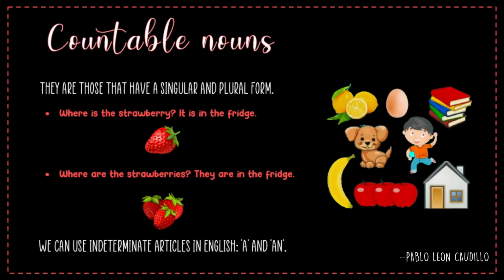Countable nouns. These are those that have a singular and plural form. For example, where is the strawberry? It is in the fridge. Where are the strawberries? They are in the fridge. We can use indefinite articles in English: a, an.